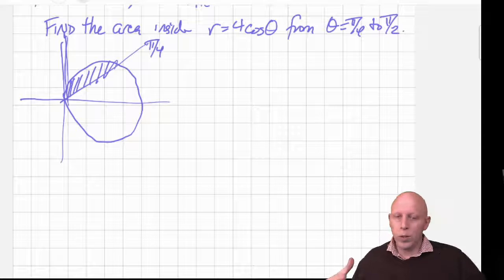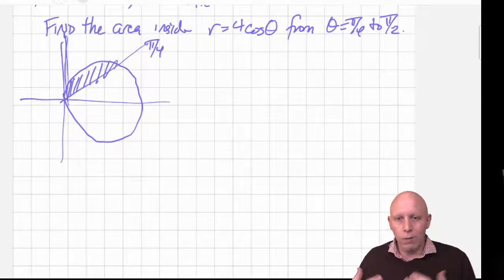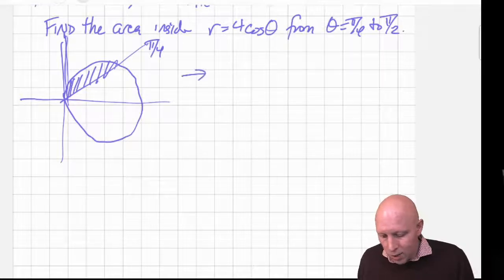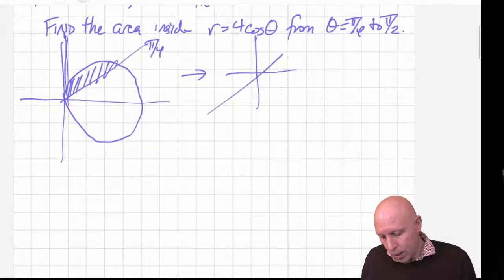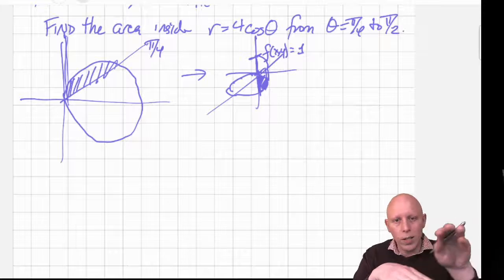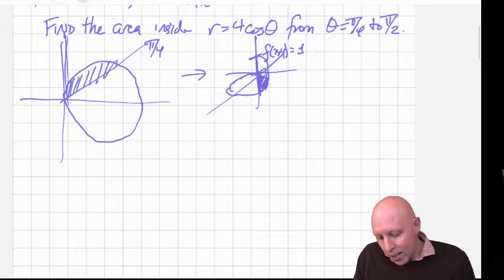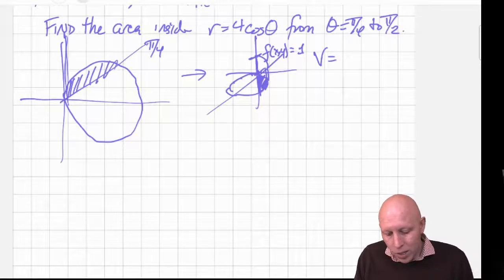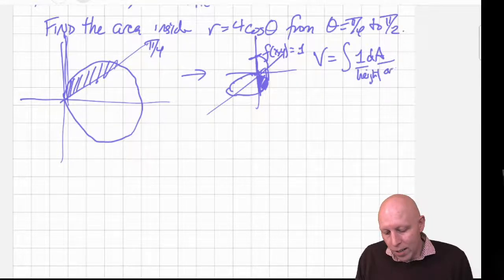So we're going to take this and turn it into a volume question by turning it on its side and saying, all right, this is our domain. Our domain is this piece right here, and we're going to say that our function f of x, y is equal to 1. So we're basically building a cylinder of height 1 over our domain. And then the volume of this is going to be equal to the integral of 1 dA. So this is our height, and this is our area.